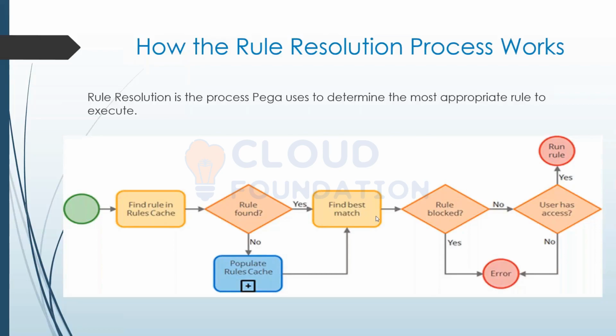Let's take the positive scenario. It's not blocked. Then, finally, it checks whether the user has access to it or not, whether the user has any privilege to access that particular rule or not. If yes, then finally that one rule is picked. It starts with finding the rules in the rules cache. It's picked.